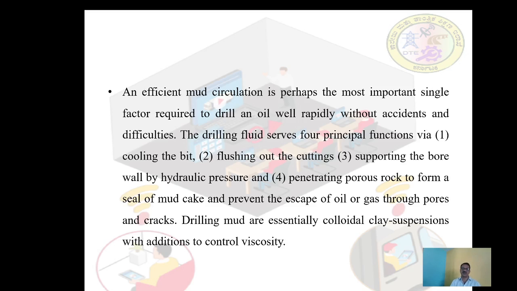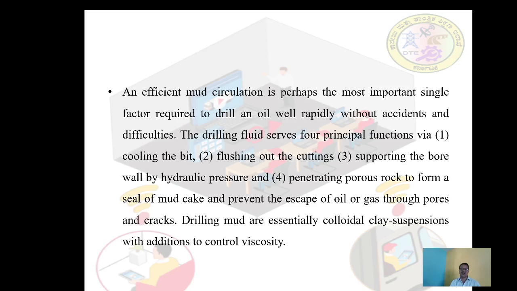An efficient mud circulation is perhaps the most important single factor required to drill an oil well rapidly without accidents and difficulties. The drilling fluid serves four principal functions: number one is cooling the bit, flushing out the cuttings, supporting the bore wall by hydraulic pressure, penetrating porous rock to form a seal of mud cake to prevent the escape of oil or gas through the pores and cracks.